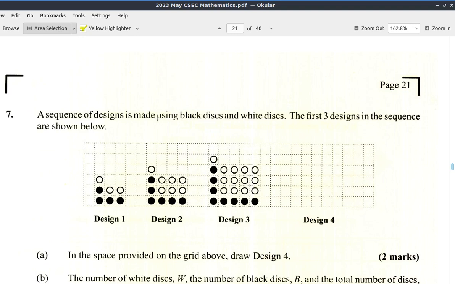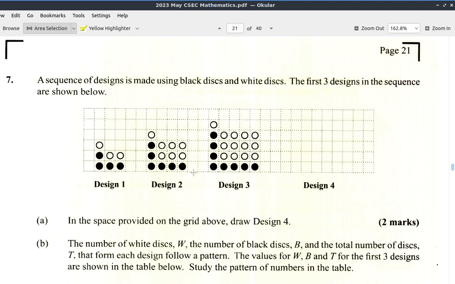CSEC Mathematics, May 2023, paper 2, question 7. Now, as usual, you should download the paper and make a genuine attempt at trying out the questions before watching the video in its entirety. Now, we look at the question.